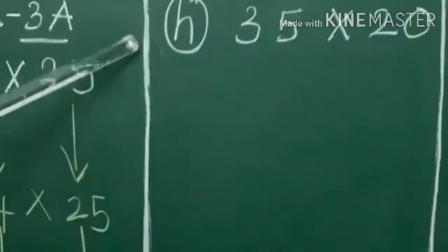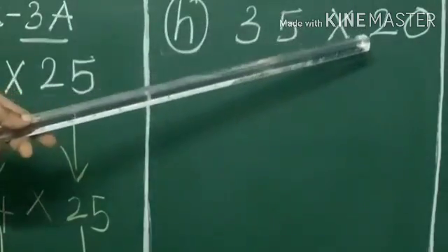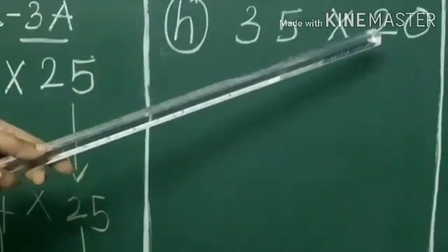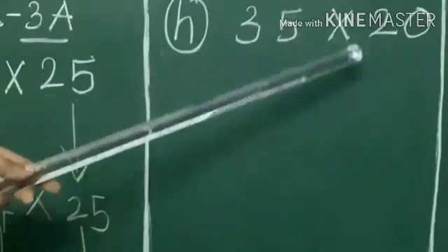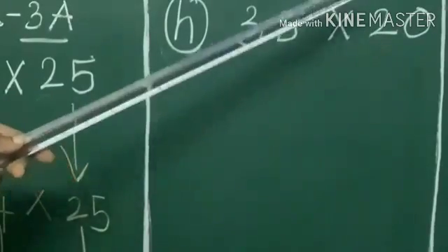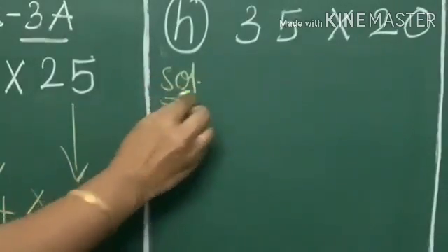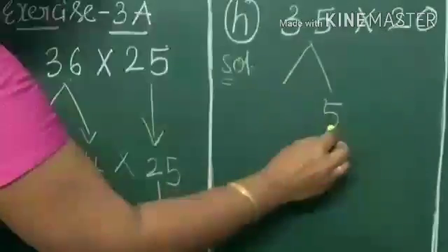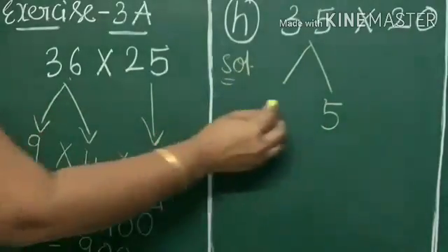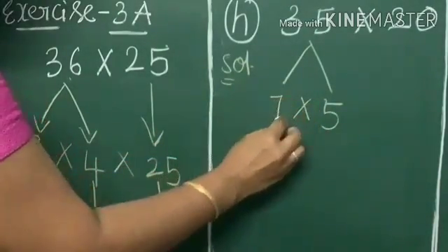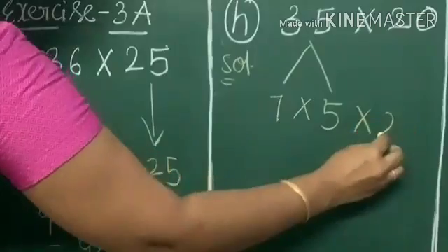Yes children, what is the H problem? 35 into 20. So here 20 is there. What is the combination of 20 to get 100? It's nothing but 5. So here one of the factors of 35 should be 5. So with 5, how much do I have to multiply to get 35? 7. So 5 into 7 into 20.